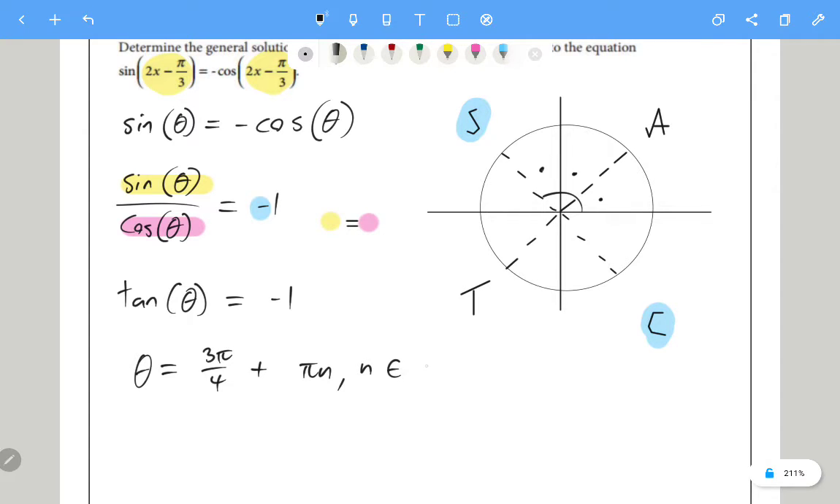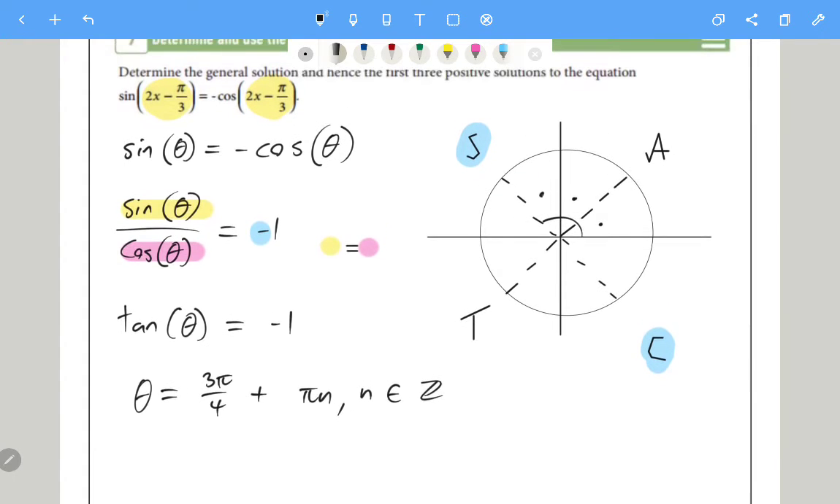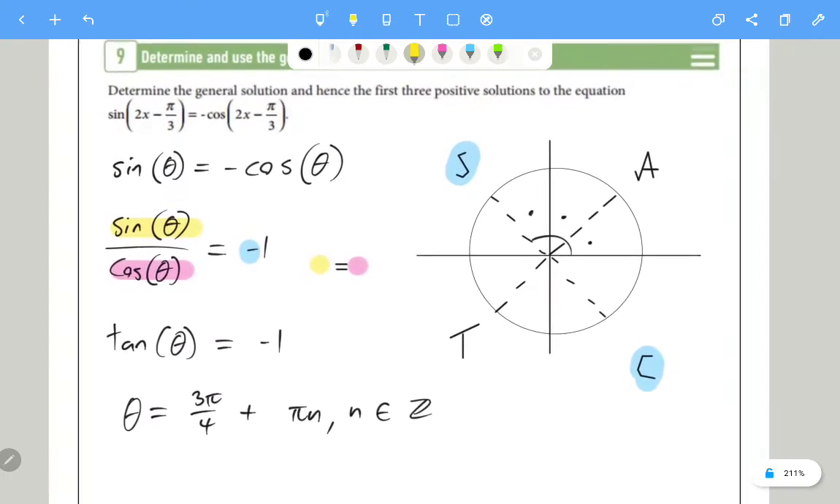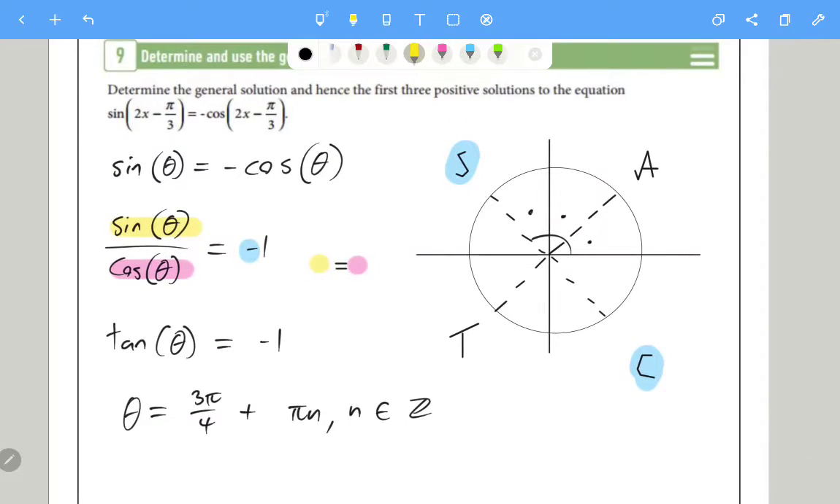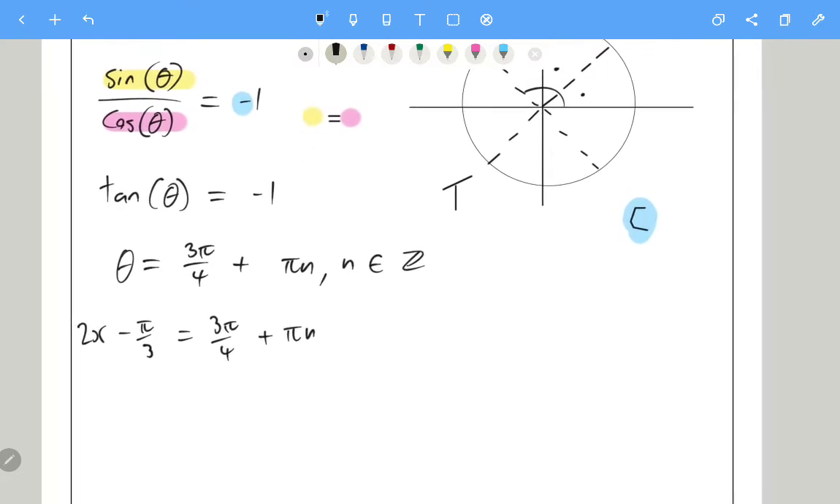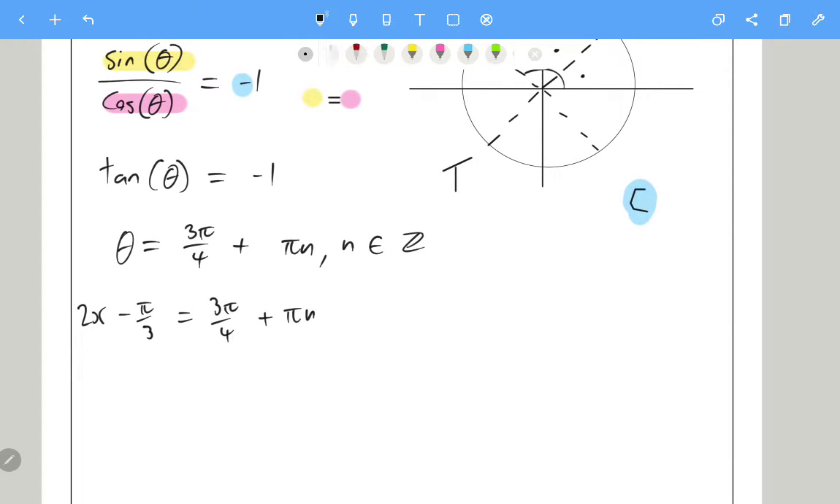For n in integers. Okay, but remember at the beginning, I did this little tricky thing: I changed theta to 2x minus pi on 3. So let's undo that now. I did a substitution at the beginning, and I've got to undo it now that we're near the end. So we get 2x minus pi on 3 is equal to 3 pi on 4 plus pi n. I don't have to repeat that n is an integer because I've already defined it.